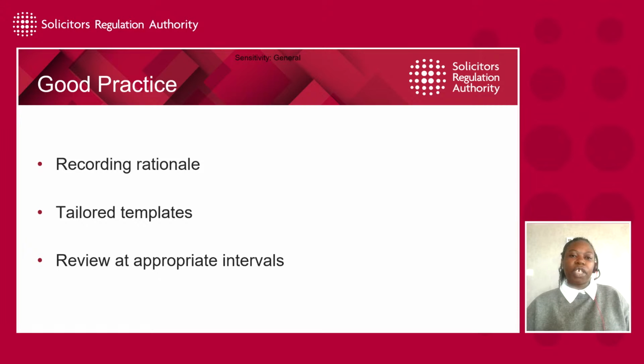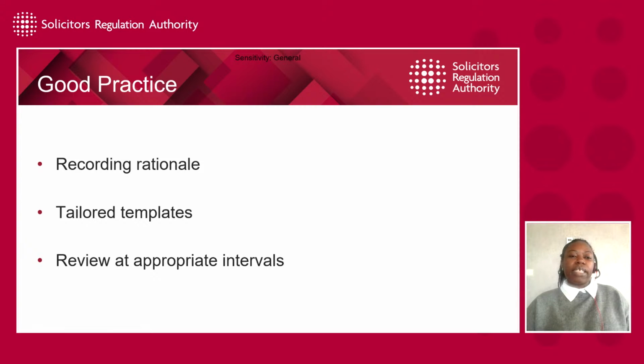So the first is in relation to recording rationale. So where risk ratings were used, some firms recorded how they arrived at that rating and the thinking behind it. So an example that pops to mind is one of the files we reviewed. A matter appeared to be high risk on the face of it, but was marked as low risk. And when we reviewed the risk assessment, the fee earner had actually recorded their rationale, and it was clear how the firm had arrived at the conclusion that they did.